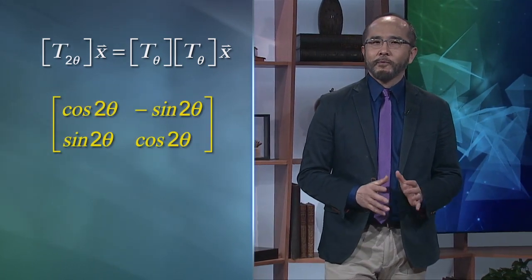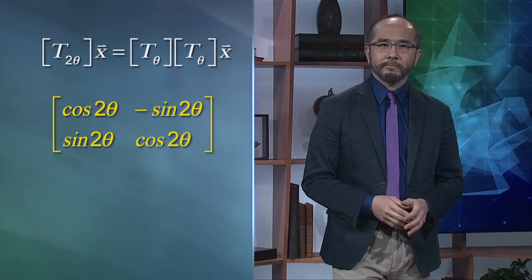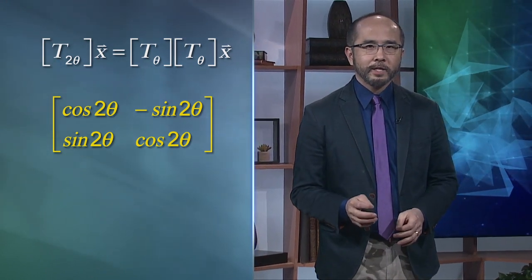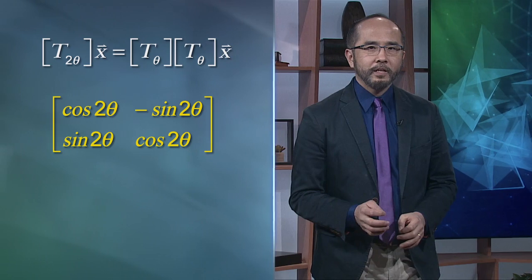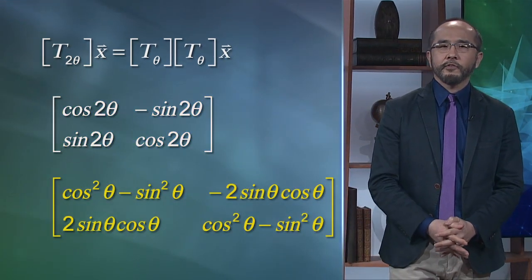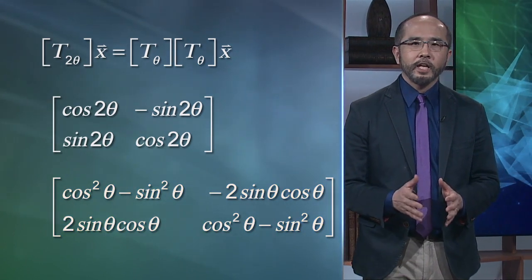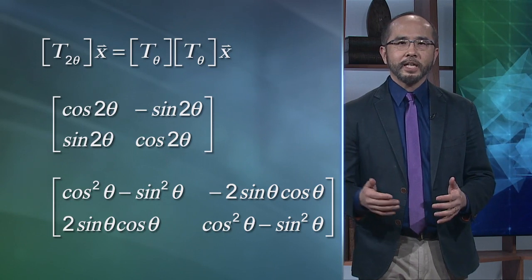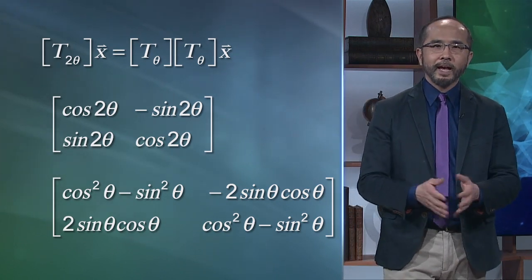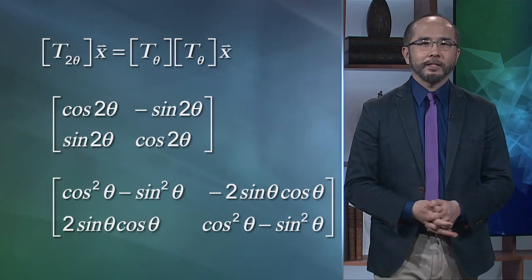The matrix representing rotation by 2 theta is this matrix. But if you square the matrix representing rotation by theta, you can check that you get this matrix. These matrices must be the same. So, if you set the corresponding entries equal, look at what you get. You get the double-angle formulas from trigonometry.